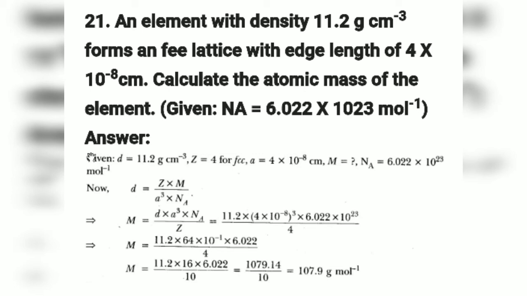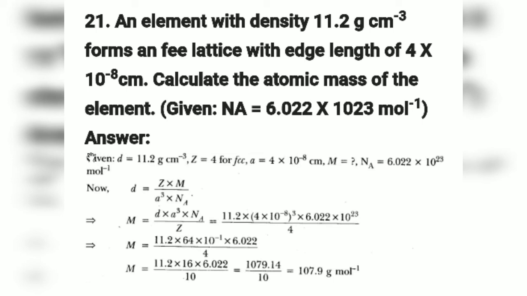Actually, the form of the FCC lattice written here is the face centered lattice, therefore your Z is equal to 4. Now in this case, you know that Z is equal to 4, and you know D. What you have to find out is the atomic mass. So we are going to use the same formula.